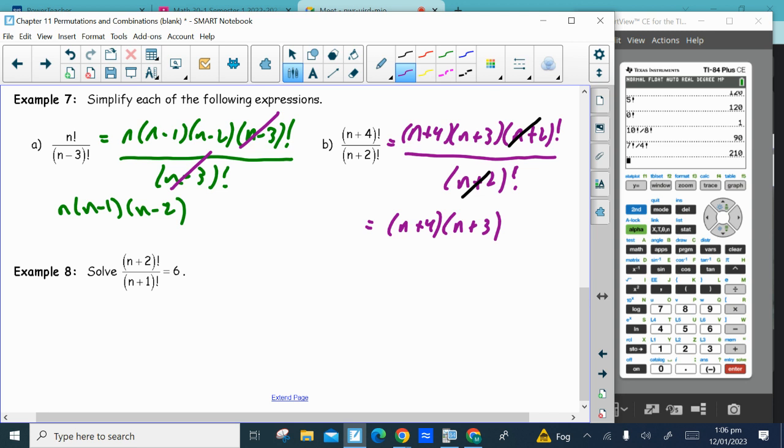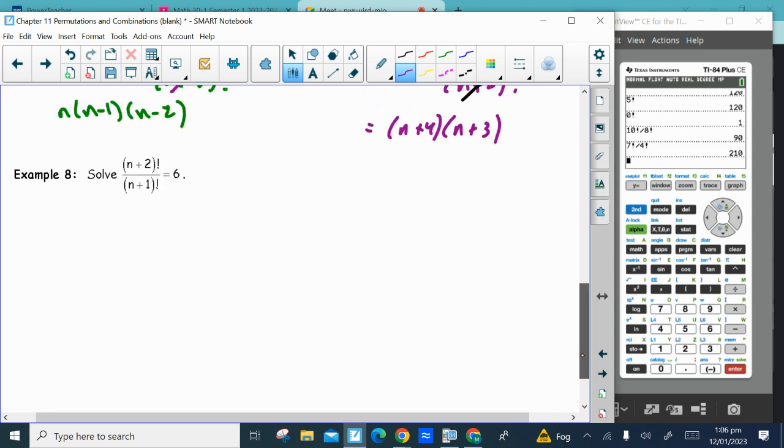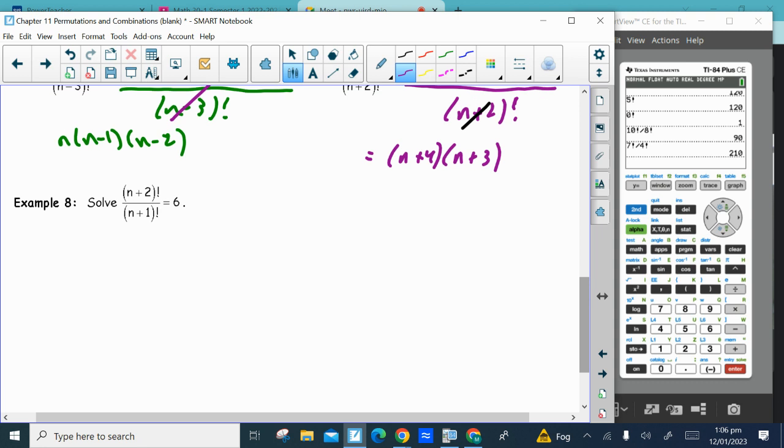There's also been questions on diploma exams where you have to solve an equation involving factorial. And the first step will be doing what we just finished doing, and that is simplifying. n plus 2 is greater than n plus 1, so we're going to expand the n plus 2 factorial. So the first term would be n plus 2, the next one would be 1 less, which is n plus 1. I'm going to stop there and put a factorial on the end because that's what the denominator is.